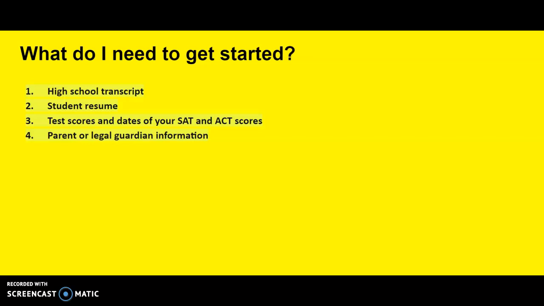You will also need your student resume that lists all of your activities, work, and any family responsibilities you've had since the 9th grade. You will also need test scores and dates of your SATs and ACTs. In order to obtain these scores, you will need to access your College Board account for your SAT scores or your ACT account for your ACT scores. You will also need information regarding your parent or legal guardian, such as their occupation and educational level, colleges they attended, and how many degrees they have earned.